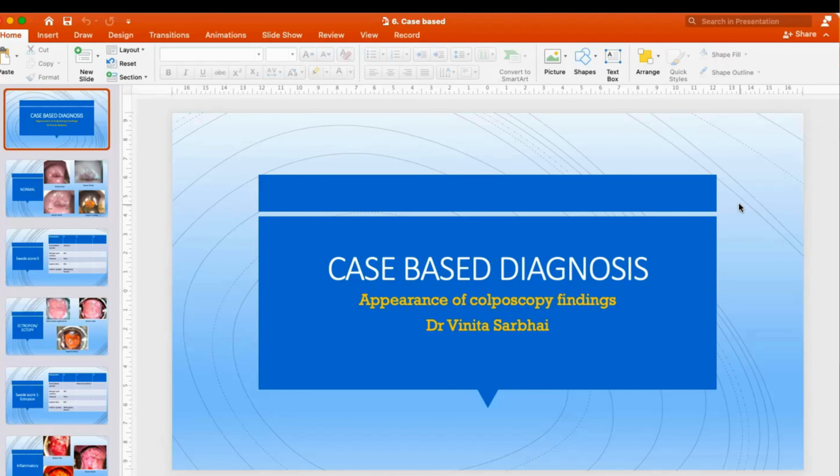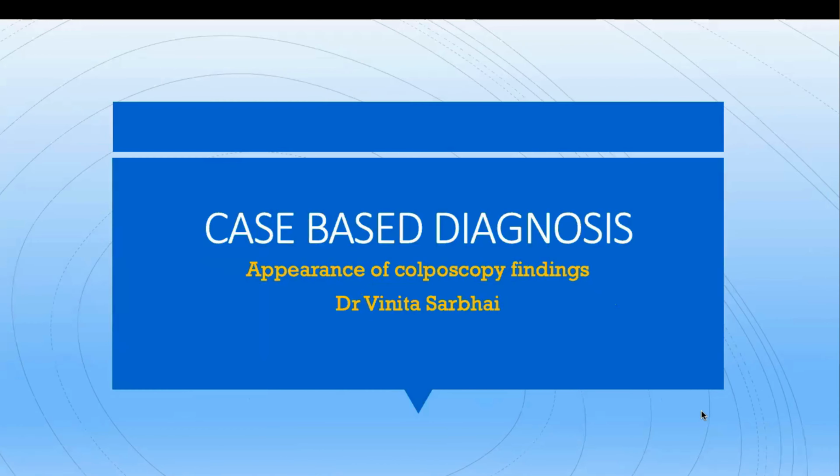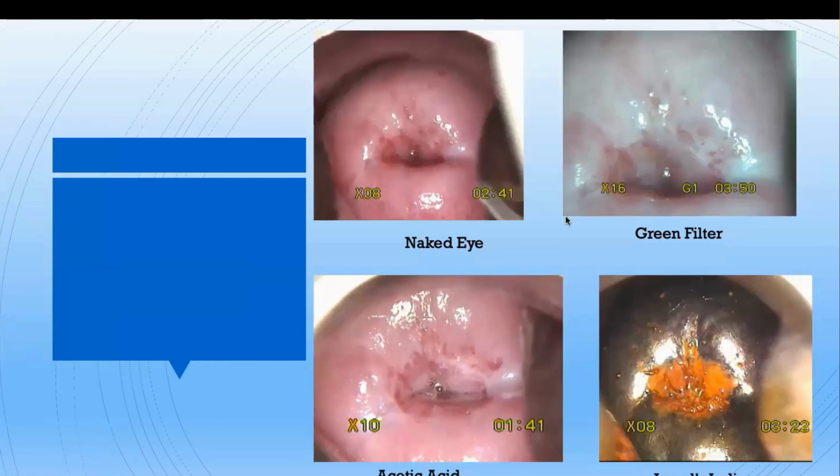The motto of our colposcopy workshop is that you should be able to make a diagnosis whenever you see something on colposcopy. So let us go through a few cases where different findings are present and we all can work towards a diagnosis. So this is the first case.